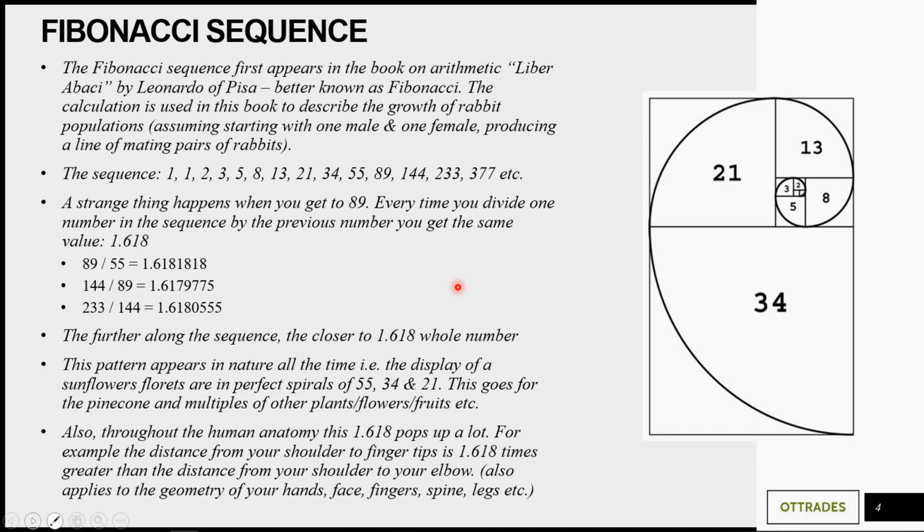For example, the distance from your shoulder to your fingertips is 1.618 times greater than the distance from your shoulder to your elbow. So call it half, but it's obviously not half if it's 1.618 times greater. It also applies to the geometry of your hands, face, your fingers, your spine, your legs, etc. So I'll put some pictures up in a second, but just to describe this briefly.